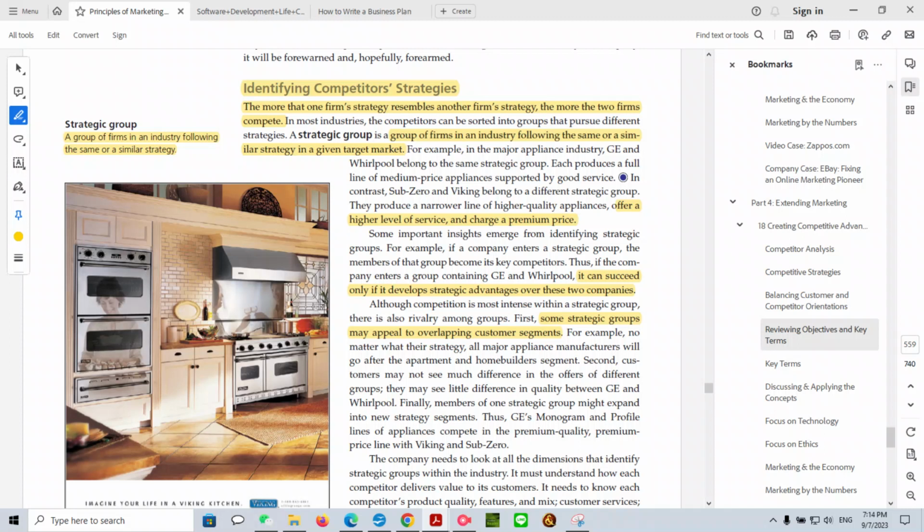Okay, the answer is simple. We share the same demographics of people. May not have all of the same, but we have some of the same. Okay? For example, no matter what their strategy, all major appliance manufacturers will go after the apartment and home builders segment. Okay? So if they're going after both, maybe one is going after both and the other one is just a specialist. They have two segments that are overlapping, therefore they are competitors.